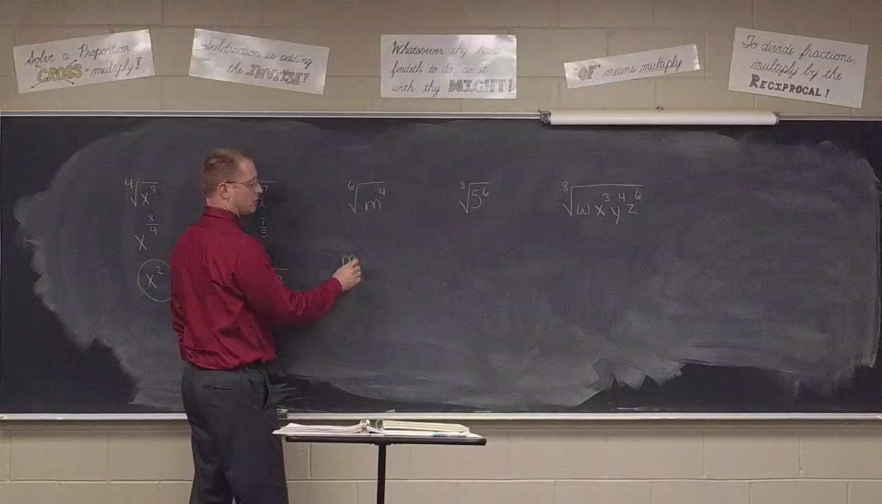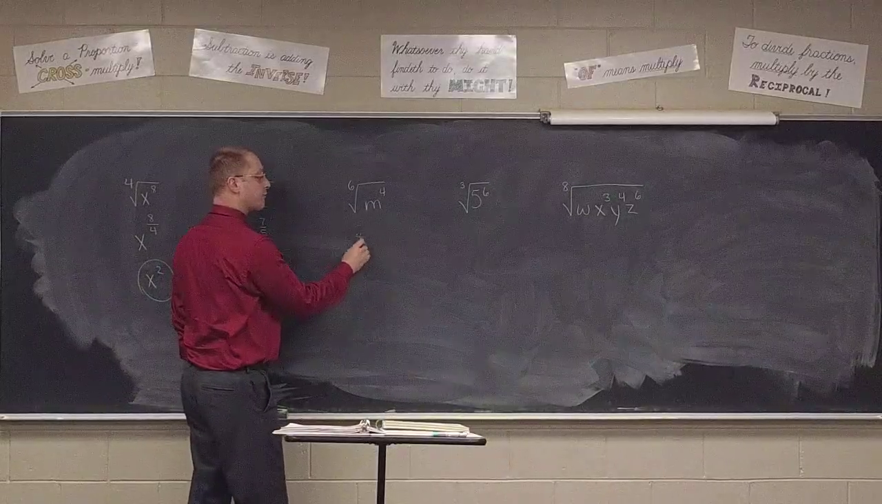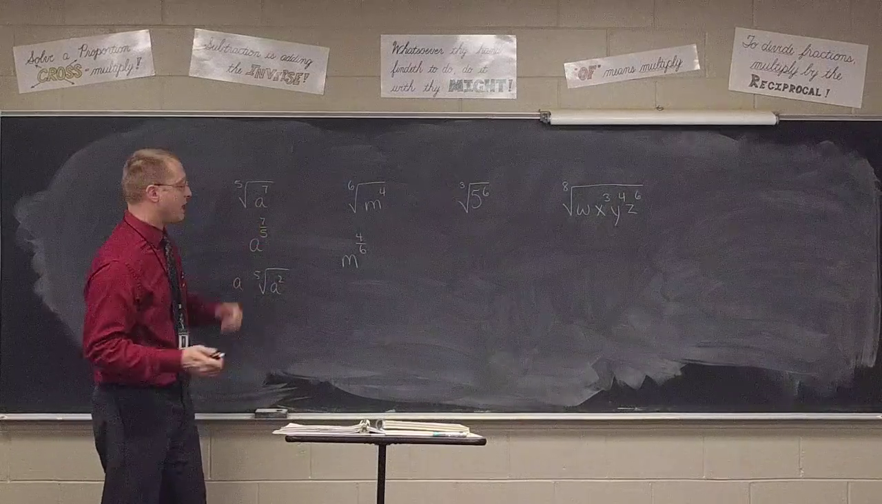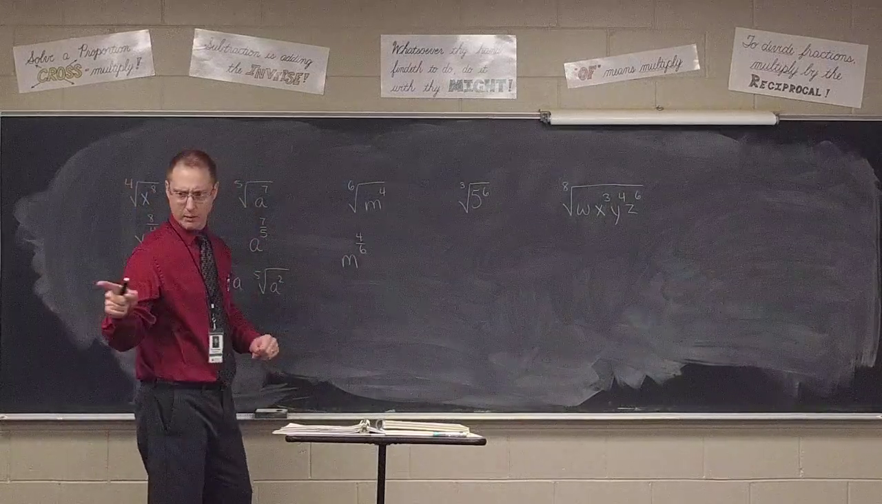And 4 divided by 6. M to the 4 sixths, right? How would we read that? M to the 4 sixths. Good, M to the 4 sixths. But we wouldn't leave our answer like that. Why not?